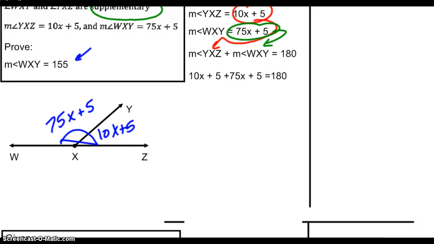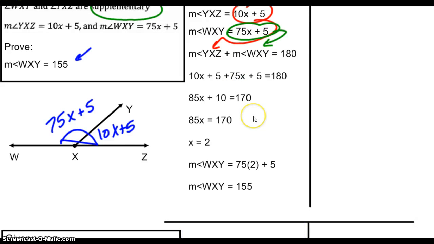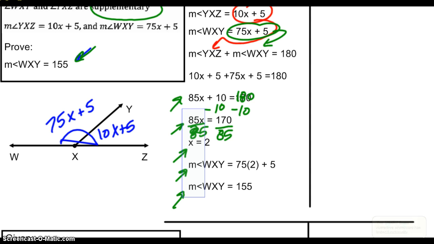All right, here we go. So there's the end of the problem, right? You should combine like terms to get here. You should be subtracting, oh, this should say 180, excuse me. You should be subtracting 10 from both sides to get to here. You should be dividing by 85 to get to there, and you get x equals 2. We're not done yet. Obviously, we've got to stop and substitute in to WXY, because that's what I'm trying to prove here, and get WXY equals 155.